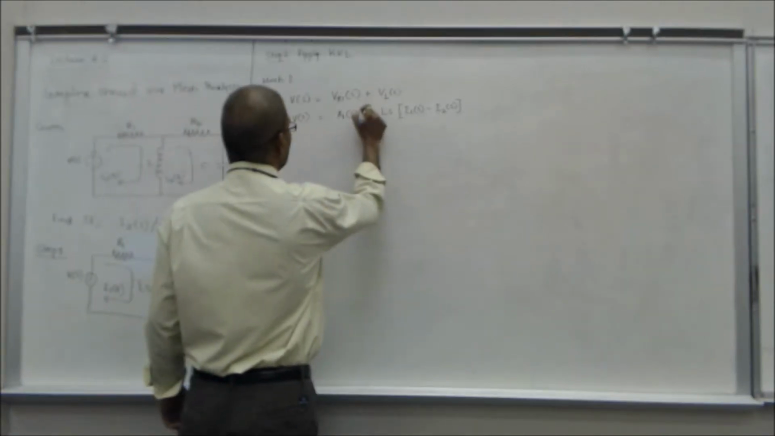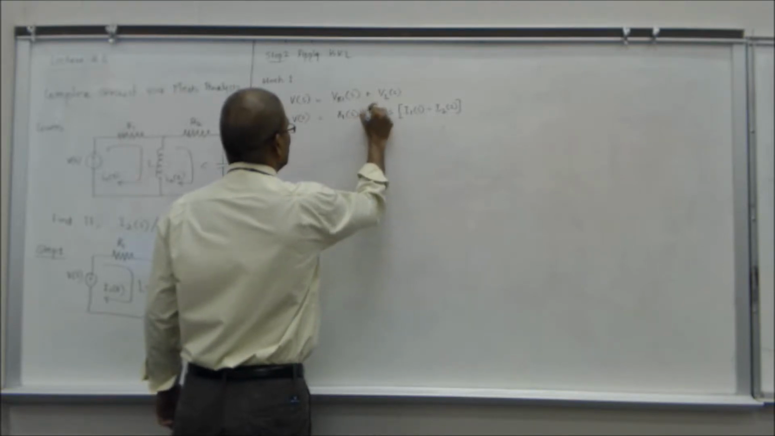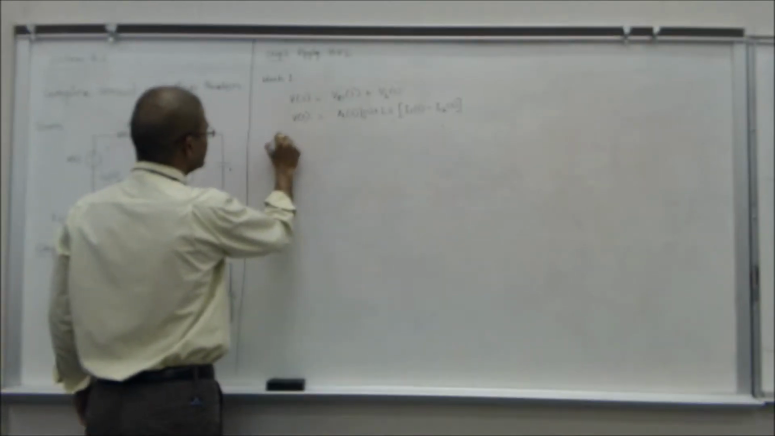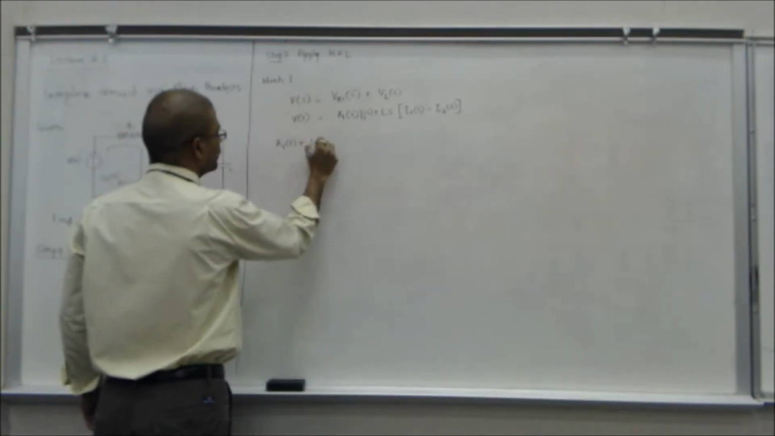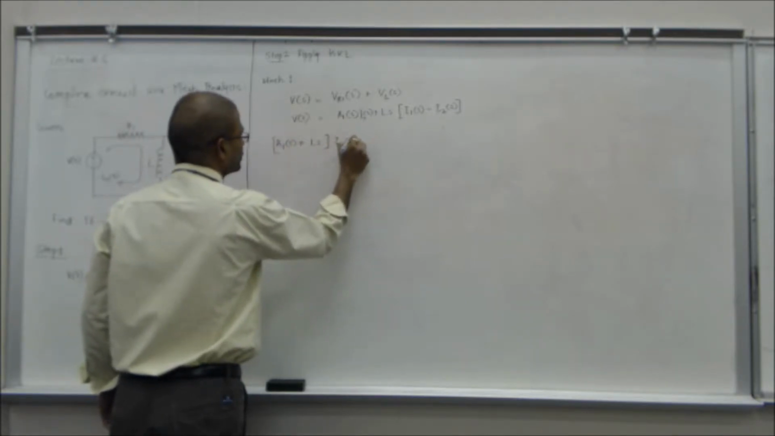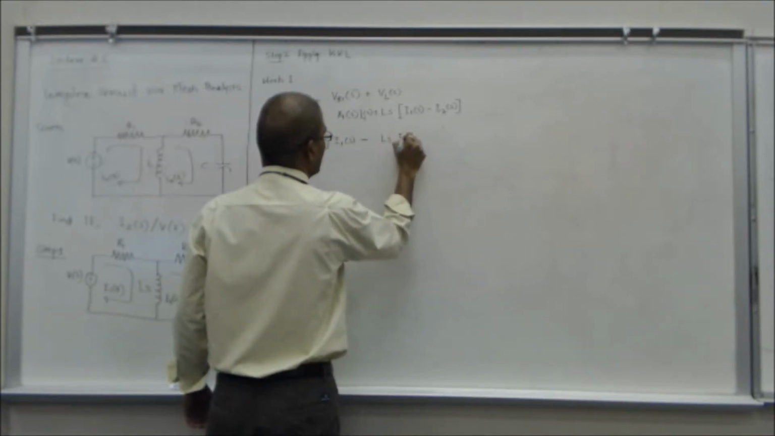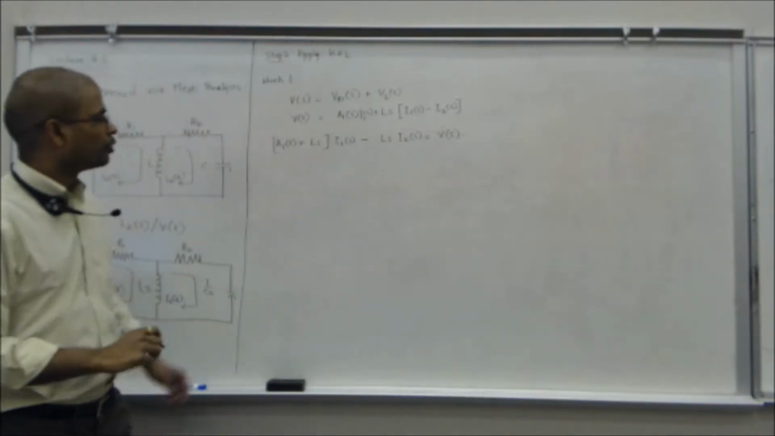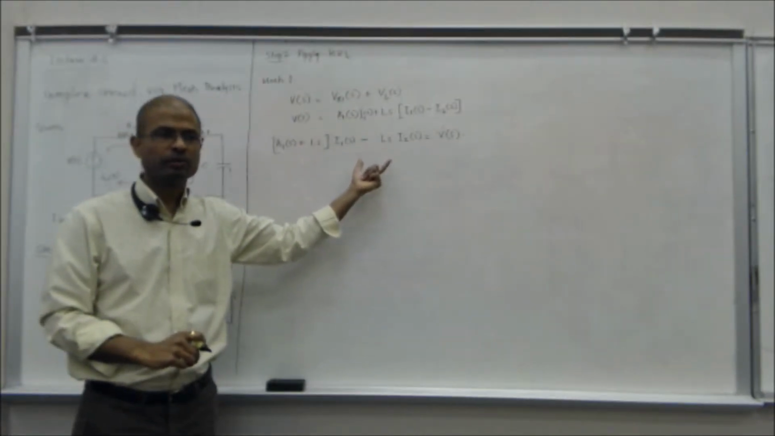Yeah, right. So this is I1 plus. Okay? So generally you would write this as R1 of S plus L of S into I1 of S minus L of S into I2 of S is equal to V of S. Your goal is to figure out I2 over V of S. This is a convenient way of writing it to get to that goal.